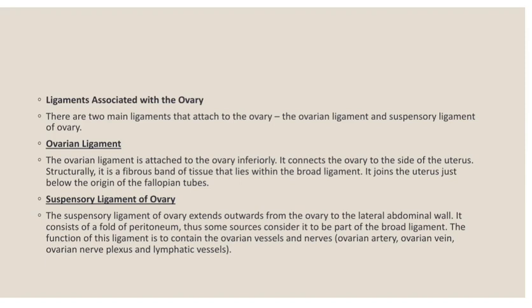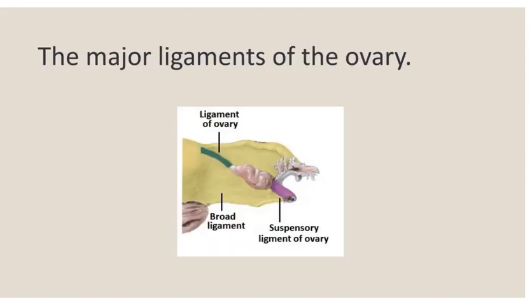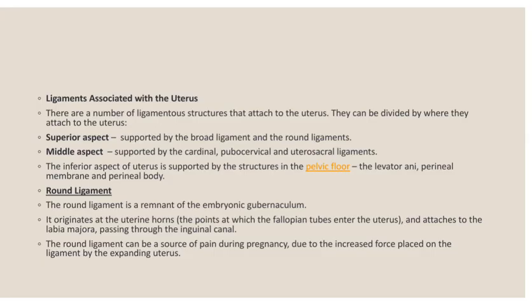Suspensory ligament of the ovary. This extends outward from the ovary to the lateral abdominal wall. It consists of a fold of peritoneum. Thus, some sources consider it to be part of the broad ligament. The function of the ligament is to contain the ovarian vessels and nerves: ovarian artery, ovarian vein, ovarian nerve plexus, and the lymphatic vessels. Major ligaments of the ovary: the ligament of the ovary, broad ligament, and the suspensory ligament.